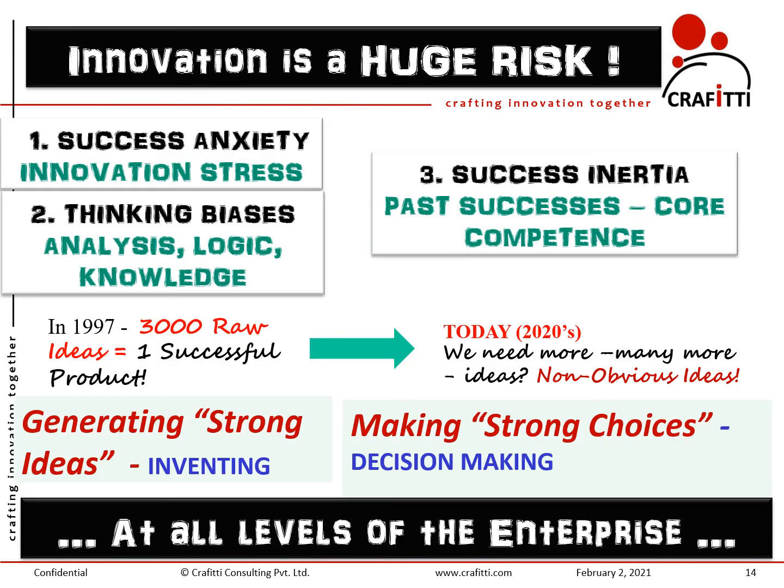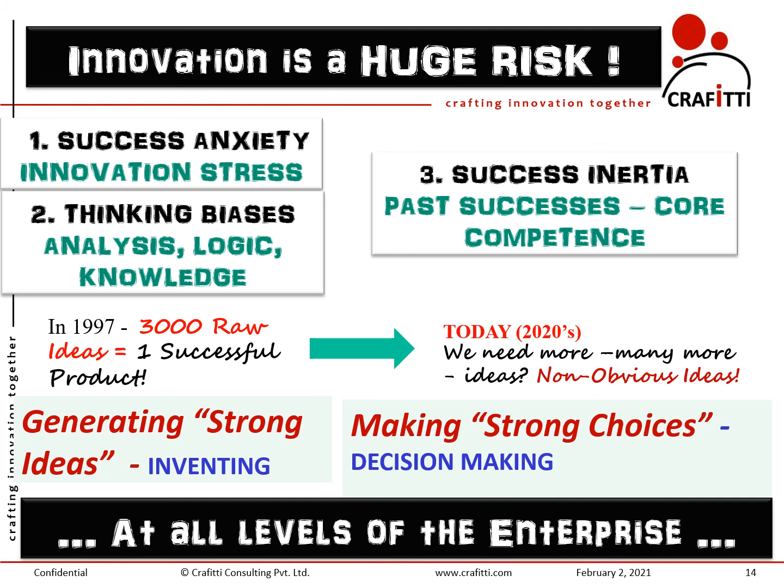However, as we know, innovation is a huge risk. So success anxiety, thinking biases, success inertia, all these things will not let you think and generate ideas because of the past that already is. In a study in 1997, about 24 years back, published in a journal, people found that one successful product required about 3,000 raw ideas to be submitted. So in this decade we will need many more ideas and what is called the non-obvious ideas. But to do that, we need to take care of success anxiety, thinking biases, and success inertia.